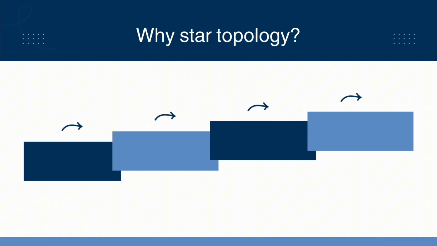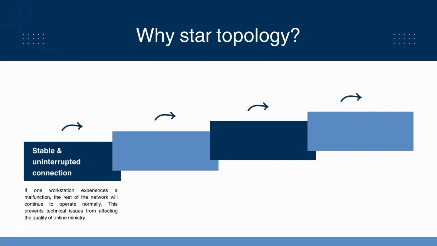The star topology is highly suitable for a church multimedia lab because live streaming, video editing, and file transfers require a stable and uninterrupted connection. A key benefit of this design is its ability to support high bandwidth to ensure that data can flow quickly and smoothly. If one workstation, such as a video editing computer, experiences a malfunction, the rest of the network will continue to operate normally. This is very important in a church setup because technical issues during live worship services can affect the quality of online ministry and the experience of viewers.